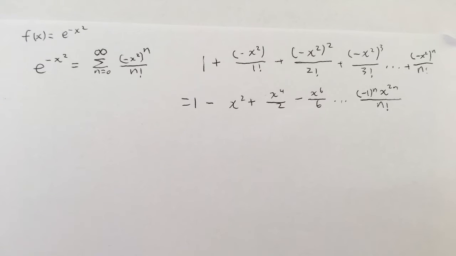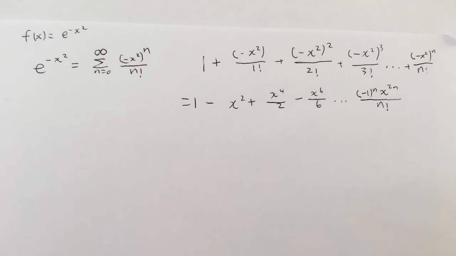First you plug in n equals 0 for the series, and you get negative x squared to the 0th power over 0 factorial, which is 1. Since that's a non-zero number, that will be our first term. And if you plug in n equals 1, n equals 2, n equals 3, n equals 4, we get the following expression. And at the end, don't forget to add the general term to make it cleaner.